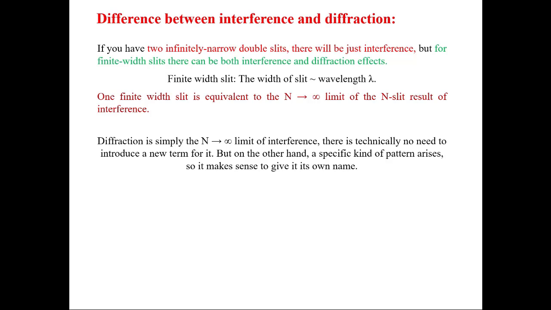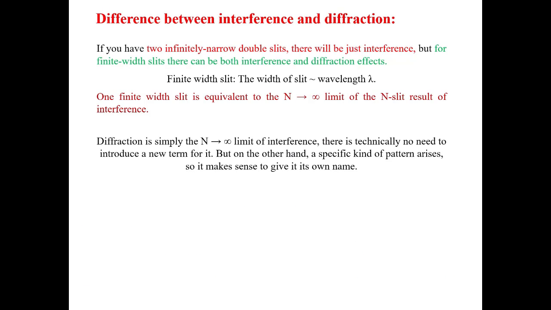In Young's double-slit experiment, to demonstrate interference of light, the width of the slit is infinitesimally small. If you make the slits of finite width, the pattern will change. This will be a diffraction pattern. And this is the basic difference between interference and diffraction. Therefore, diffraction is the n tending to infinity limit of interference. As it gives a specific kind of pattern on the screen, it is given a different name than interference, instead of using a similar mechanism to produce the pattern.